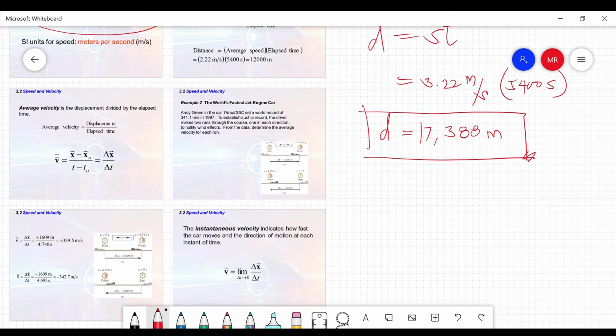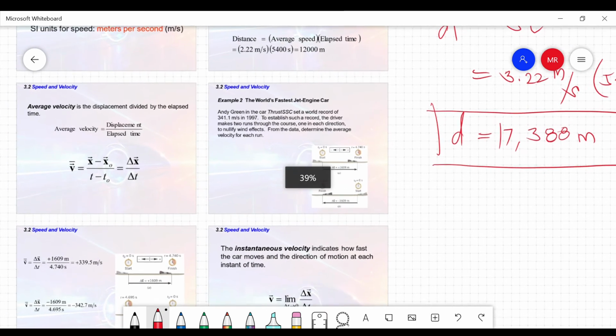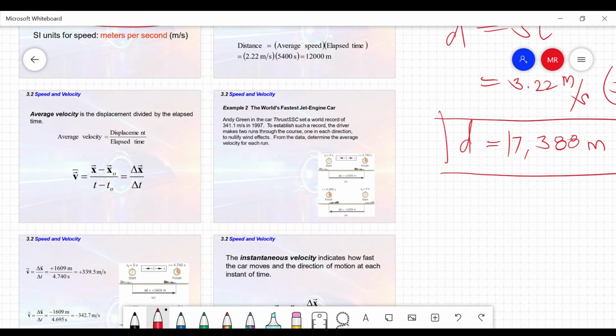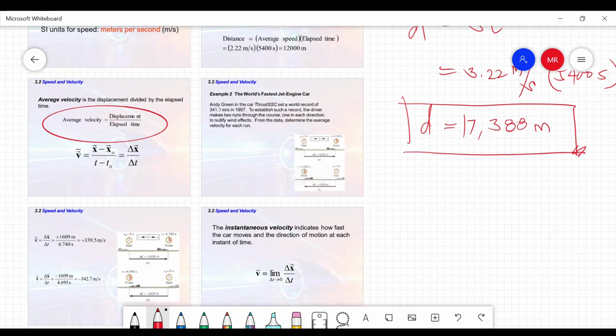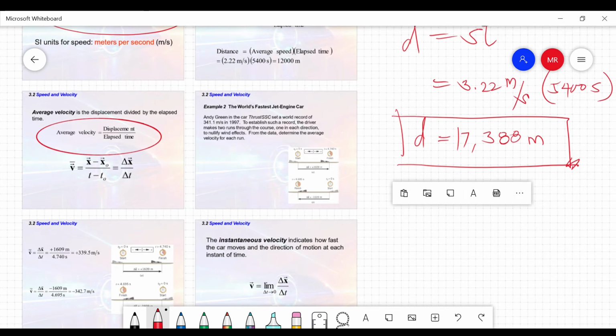That is why the average velocity is the displacement divided by the elapsed time. Okay, so this is for average velocity. Now, average velocity is displacement. According to our equation earlier, displacement is delta x, where delta x is x minus x sub 0, the final position minus the initial position. The elapsed time also is equal to delta t.